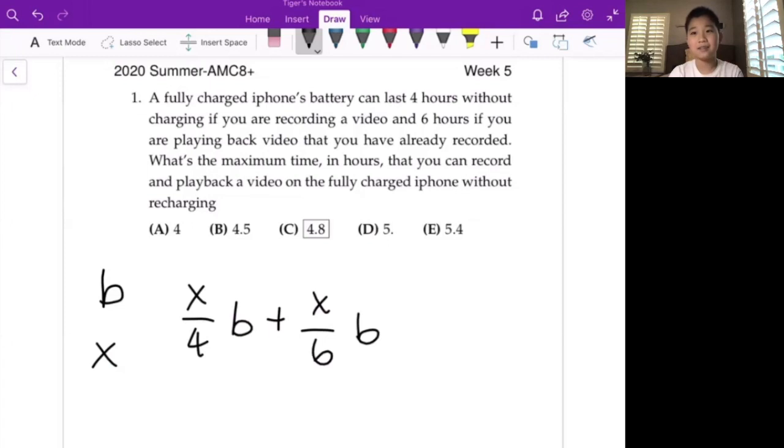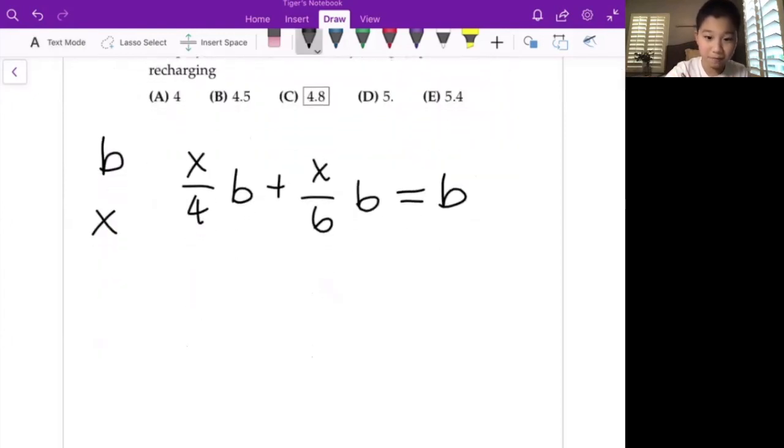And what is that? Since we're assuming X is the maximum time you can record a video, that means whenever you record and play back the video, it should use all the battery. Otherwise, you could have made the video longer. So that's equal to B. To solve this equation, we can first get rid of B by dividing it from both sides. And then we're left with X over 4 plus X over 6 equals 1.